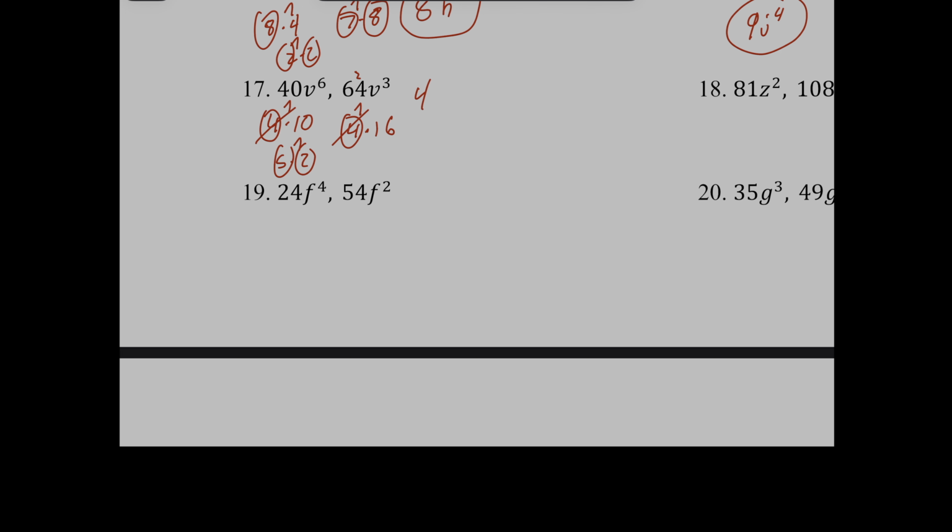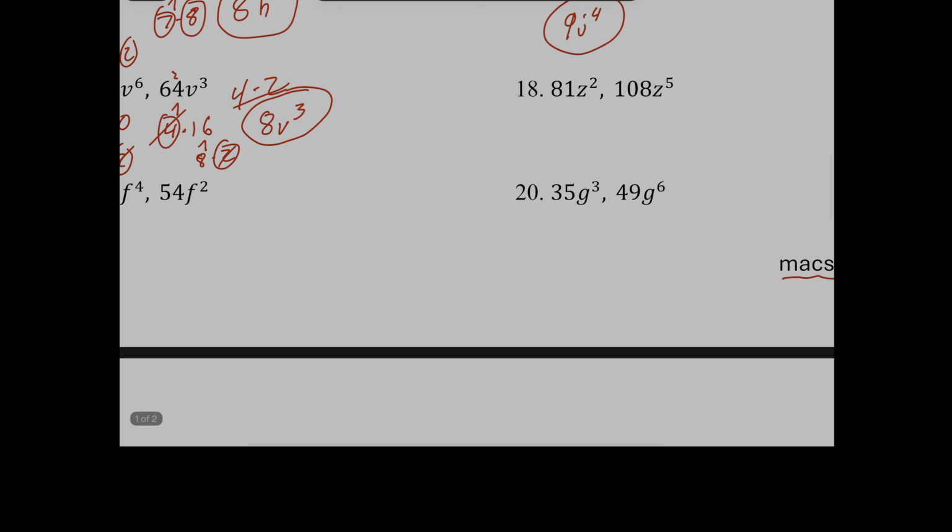Oh, let me cross out these 4s. And 16 is going to be an 8 and a 2. Boom, boom. I can pull out a 2. Now, am I going to pull anything out of that 8 that's going to give me a 5? Nah. So that's it. 8v cubed. Let's go on to number 18.